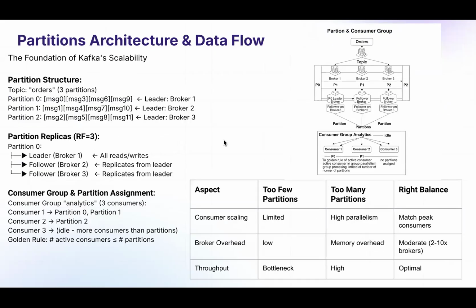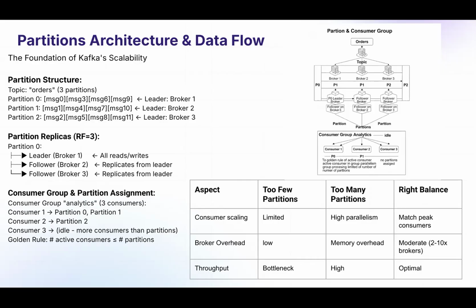Partition architecture and the data flow. So let's zoom into the partition, because this is the foundation of Kafka scalability. Look at this example. We have a topic called order with 3 partitions. Each partition is an immutable sequence of messages. Message 0 goes to partition 0, message 1 to partition 1, message 2 to partition 2. Then it wraps around. This is the default round robin behavior.